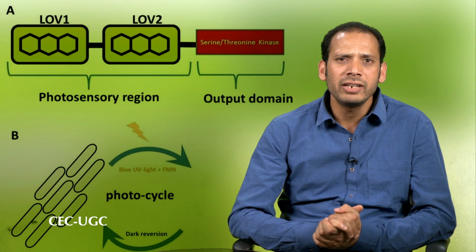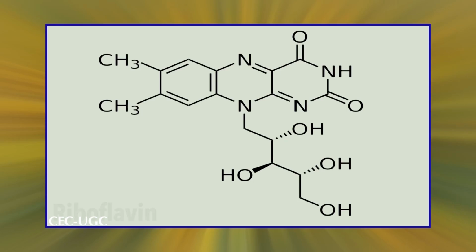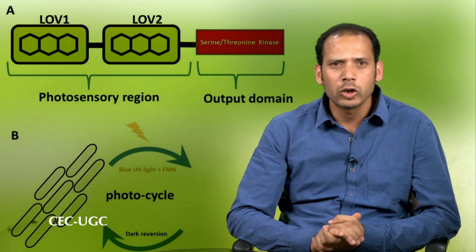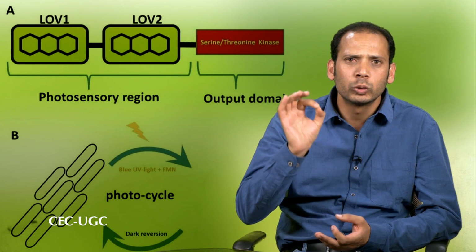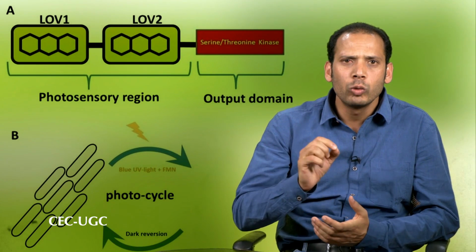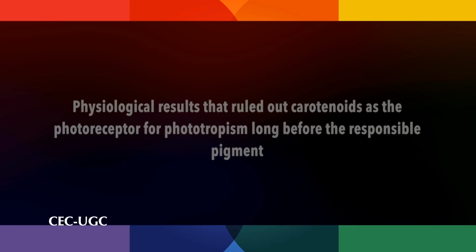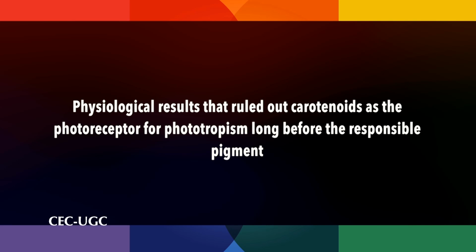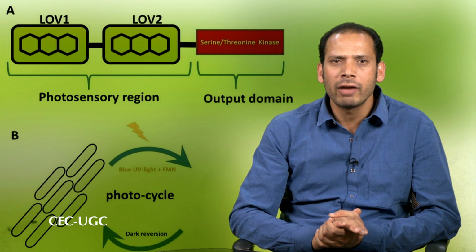As early as the 1940s, it was suggested that the photoreceptor could be a flavin molecule such as riboflavin. However, because of its action spectrum, the photoreceptor for phototropism was subject to the same flavin-carotenoid controversy as other blue light responses, now known to be regulated by cryptochromes. On the other hand, there were several physiological results that ruled out carotenoids as the photoreceptor for phototropism long before the responsive pigment, phototropin, was finally discovered and shown to be a flavoprotein.